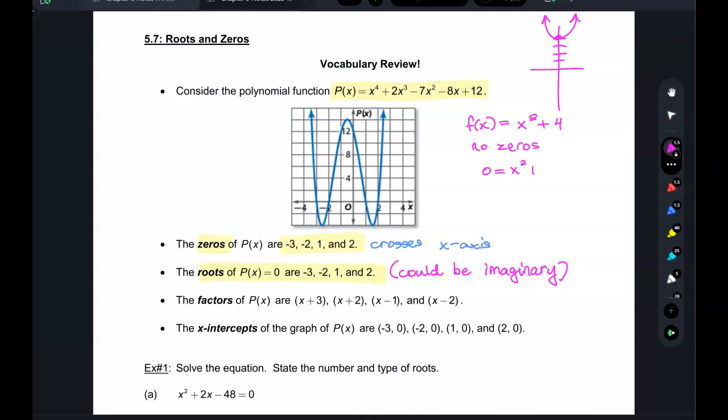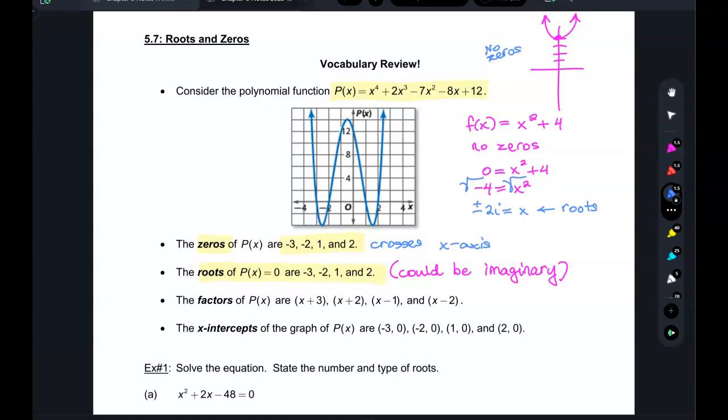So this one has no zeros, but does it have a root? What happens if I set this equal to 0? I get x squared equals -4, so I get plus or minus 2i. So these are the roots, but there are no zeros. I just want to be careful not to think that they're exactly the same thing. The zeros are where it crosses the x-axis. The roots in the earlier case happen to be the same as the zeros because I didn't have any imaginary numbers. If the graph doesn't cross the x-axis, you could still have some imaginary roots.